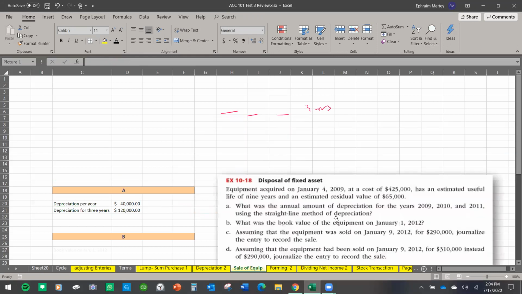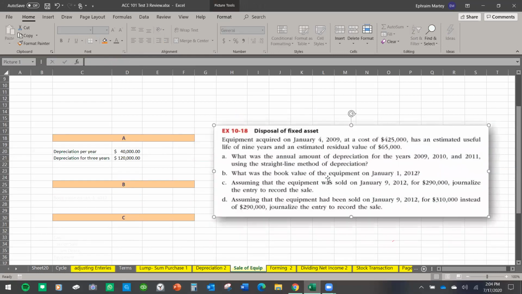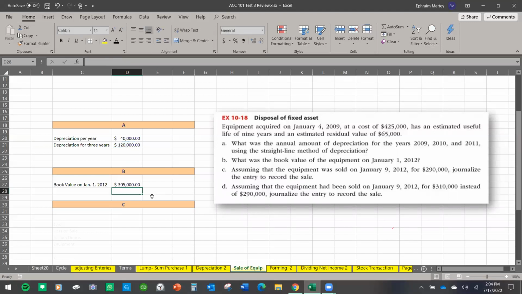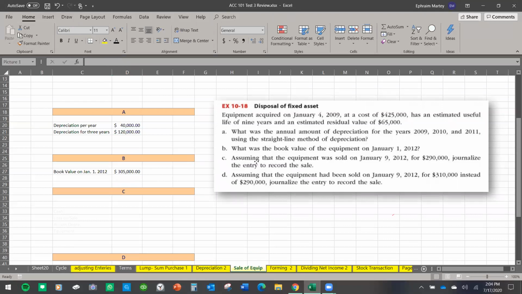Okay, let's bring this down and do B. What is the book value of the equipment when disposed? Okay, so after the 3 years, what is the book value? And the book value is my historical cost, 425,000, minus how much I have depreciated. So I know 305,000 is my book value.